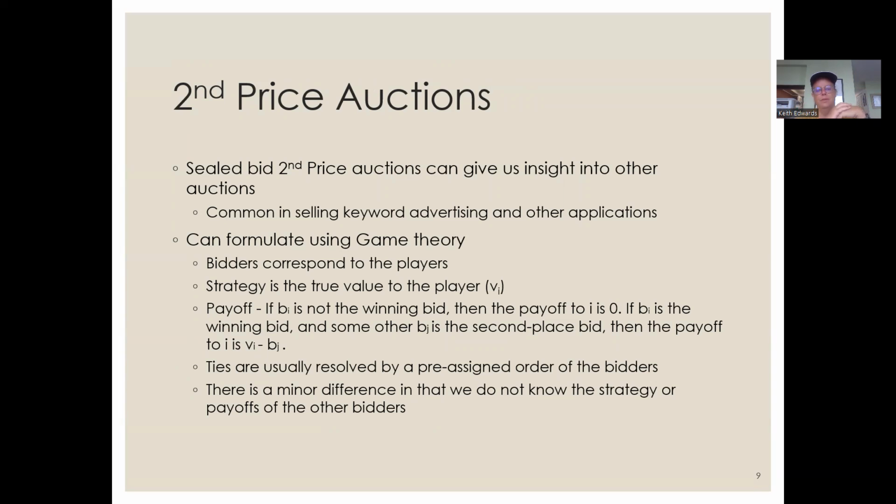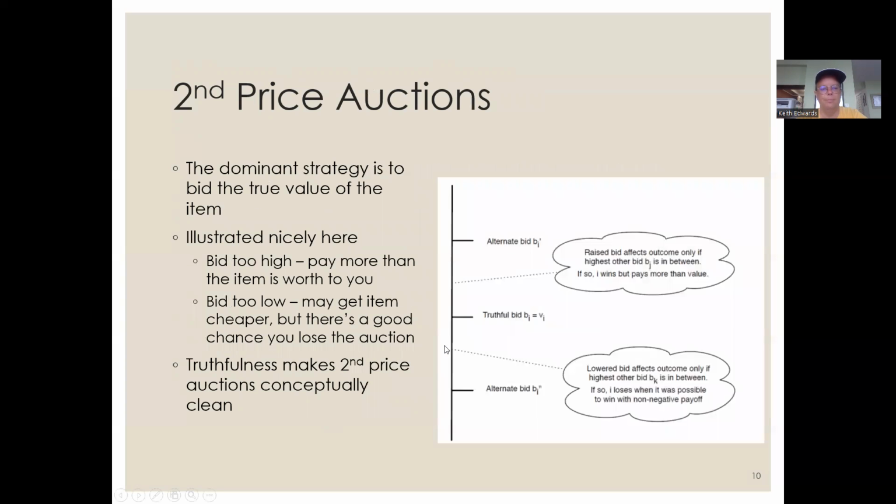If a bid is not the winning bid, then the payoff to a player is zero. You don't get anything. If B sub I is the winning bid and some other B sub J is the second place bid, then the payoff is the value minus the second place bid. Ties usually get resolved by some preassigned order of bidders, and there's a minor difference in that we don't know the strategy or the payoffs that other bidders would get, because nobody's going to state their true value in an auction. So again, the dominant strategy with these second price auctions is to bid your true value.